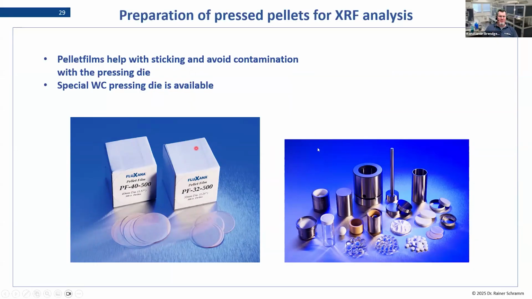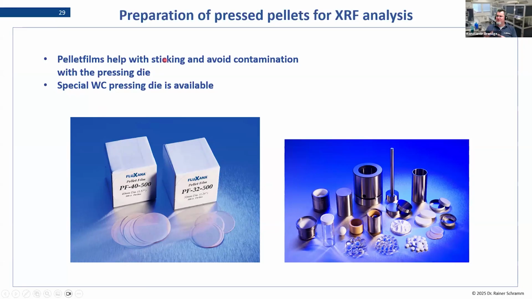In the end, what ended up happening in that example is they used a completely different die from a different material. So we made them a tungsten carbide pressing die as an extra die to avoid contamination with iron. Generally speaking, for our laboratory, we do have that die available, but most of the time we use the stainless steel one, and we like the pellet film most because of the anti-sticking effect that they have.